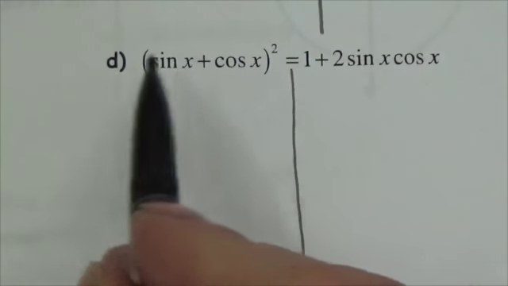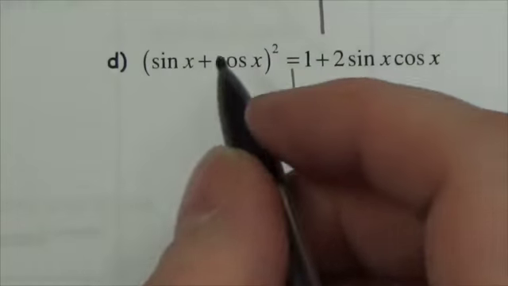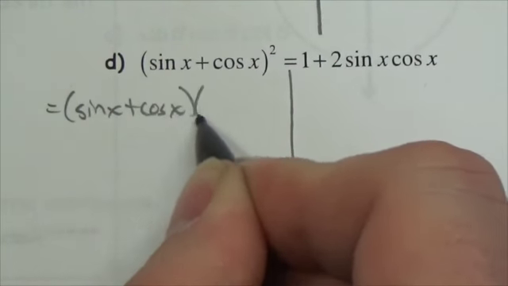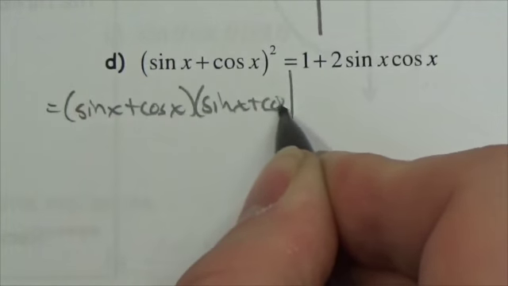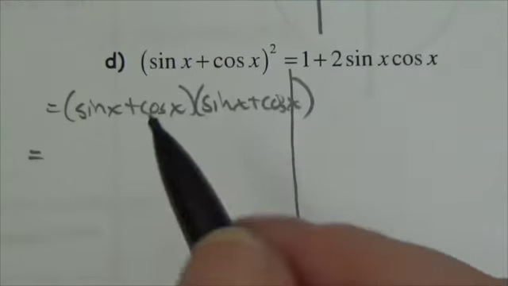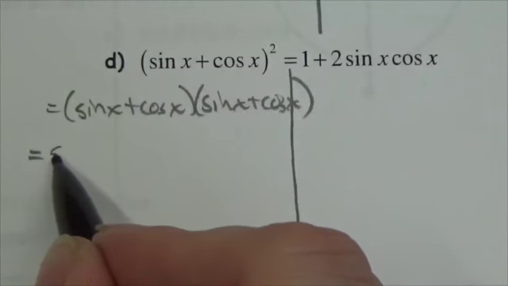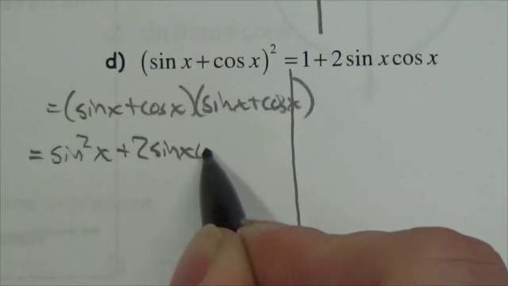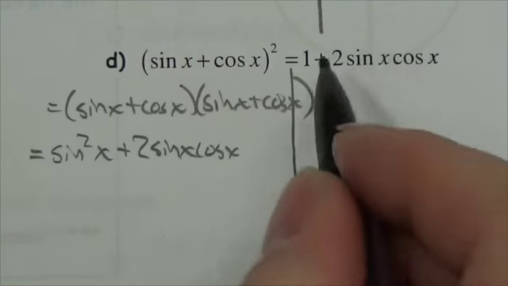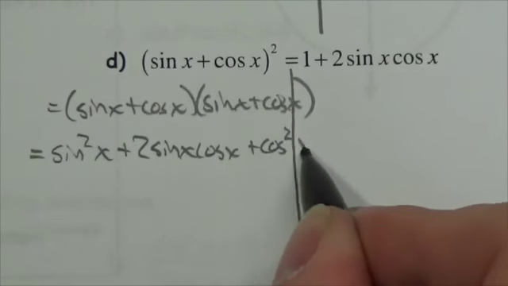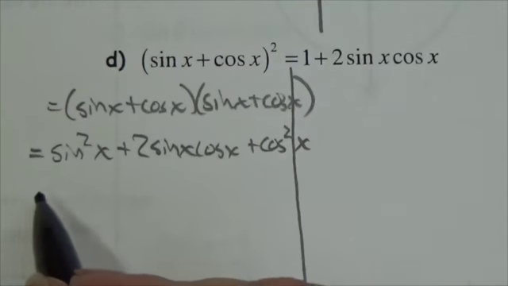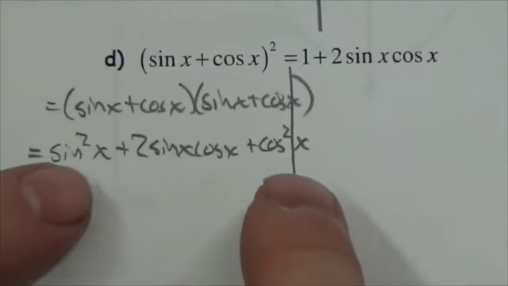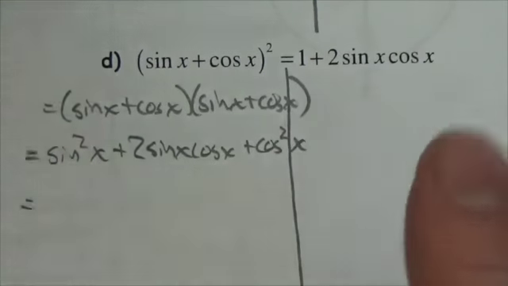Sine of x plus cosine of x is being squared here. So this is the sine of x plus the cosine of x times the sine of x plus the cosine of x. And when I distribute that out, I am going to get sine squared of x plus 2 sine x cos x, which is exactly what I'm seeing over there, plus the cosine squared of x. Now, do I see any Pythagorean identities? Yes, I do. Sine squared and cosine squared together become 1.